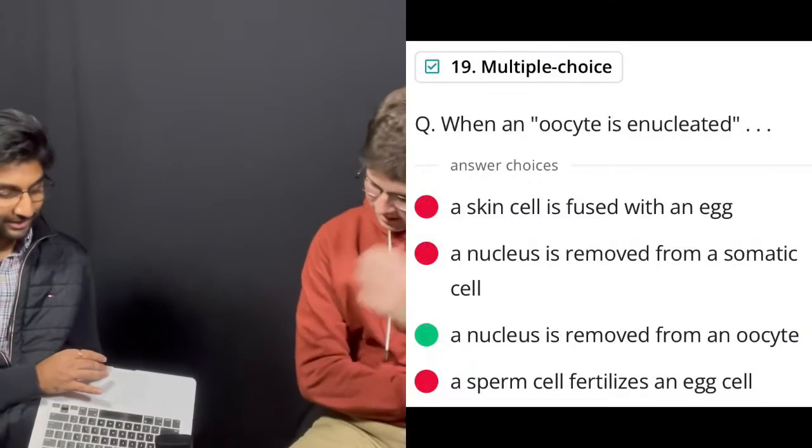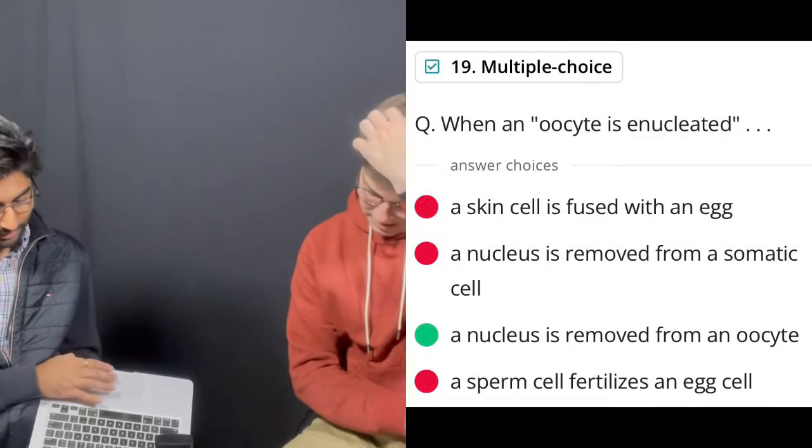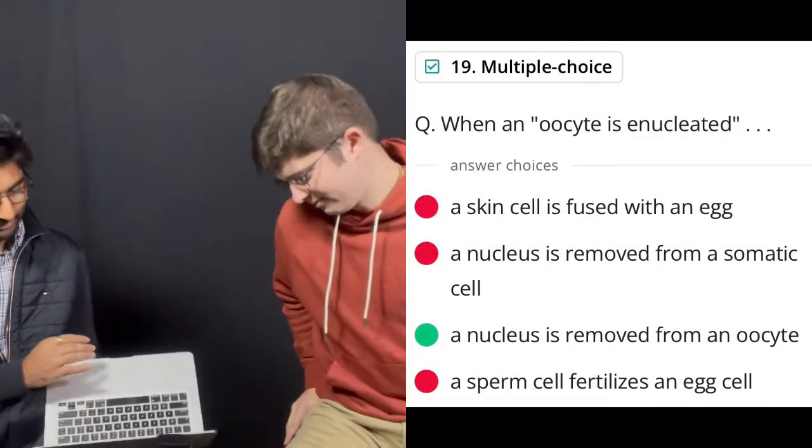That is correct. So it's C. A nucleus is removed from an oocyte. Interesting. I didn't know that. That was a great guess. All right, so, Heme, for you.